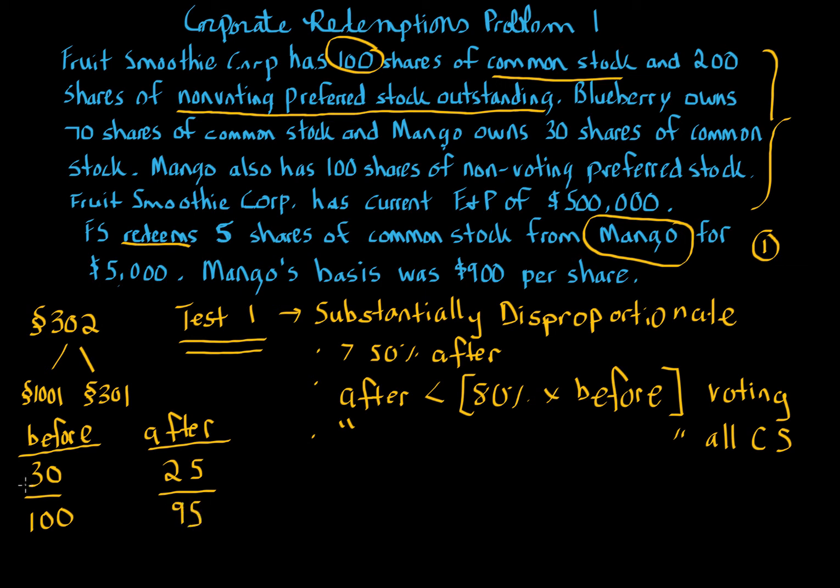So we do percentages. 30 over 100 is obviously 30%. 25 divided by 95, rounding to 1 decimal place, is 26.3%. So is the first test met? Yes, because the after percentage is less than 50%. So we got that. And because the common stock here is all voting and there are no differences between voting and non-voting common stock, it makes this analysis a lot easier, because the second and third tests are going to be the same.